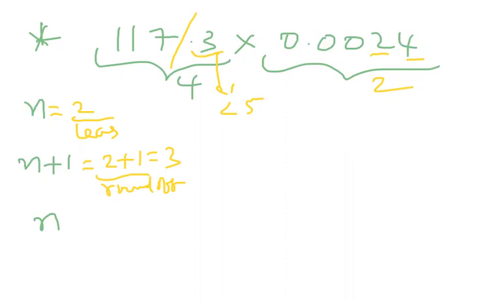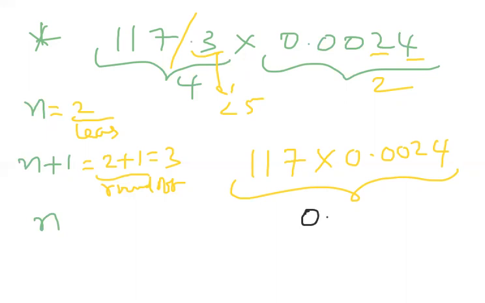Now what should I write? Simply I can write 117 into 0.0024. Now you multiply these numbers. Just now I calculated this in my calculator and I got 0.2808.